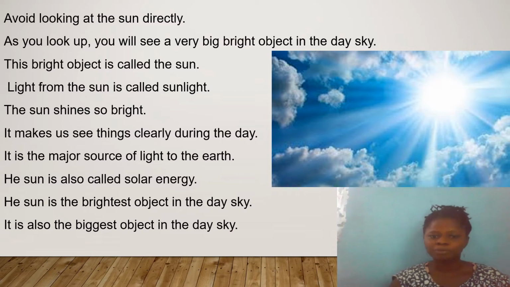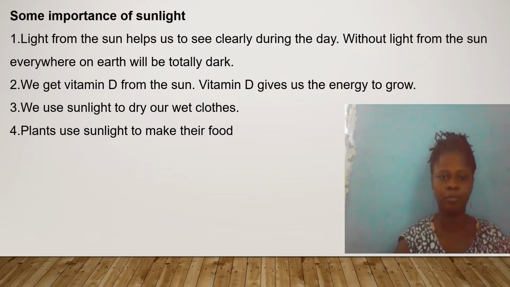Now as you look up, you see a very big bright object in the sky. This big bright object is called the sun, and the light from the sun is called sunlight. The sun shines so bright and it makes us see things clearly during the day. It is the major source of light on earth. The sun is also called solar energy. The sun is the brightest object in the sky, and it's also the biggest object in the day sky.